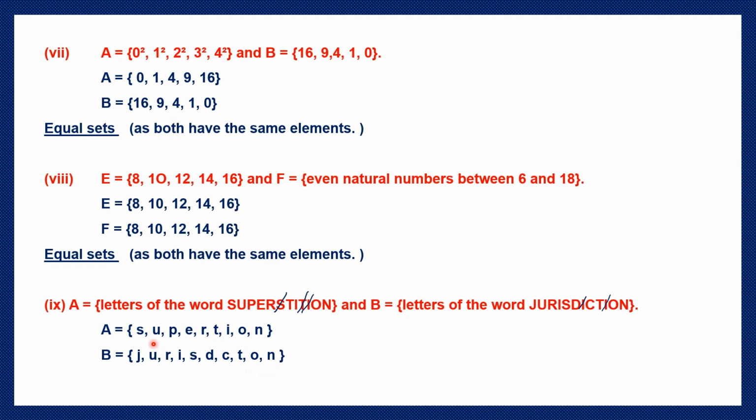But let's count and see. 1, 2, 3, 4, 5, 6, 7, 8, 9. So there are 9 elements here. Now the other one: 1, 2, 3, 4, 5, 6, 7, 8, 9 and 10. So here we have 10 elements. So 9 elements for set A and 10 elements for set B. So you can't call them equivalent sets either, isn't it? So these sets cannot be called equal, neither can they be called equivalent. We cannot call them equal or equivalent.